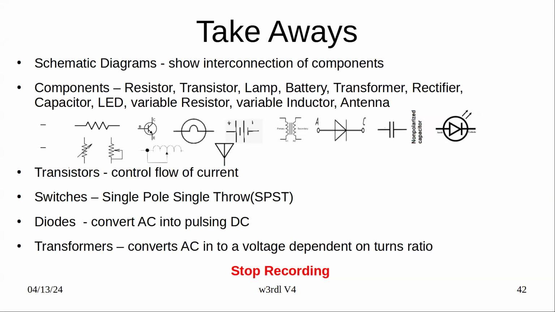And a transformer converts AC to a voltage dependent on the turns ratio, anywhere from a step down to an isolation to a step up. And the power in is equal to the power out. So there's no gain on a transformer. It transforms, it doesn't amplify.